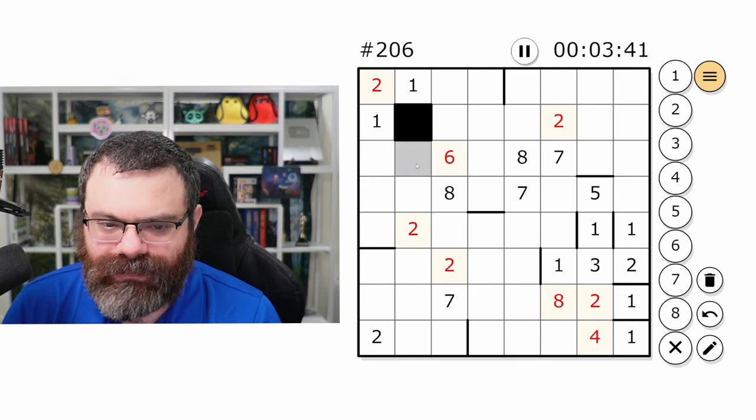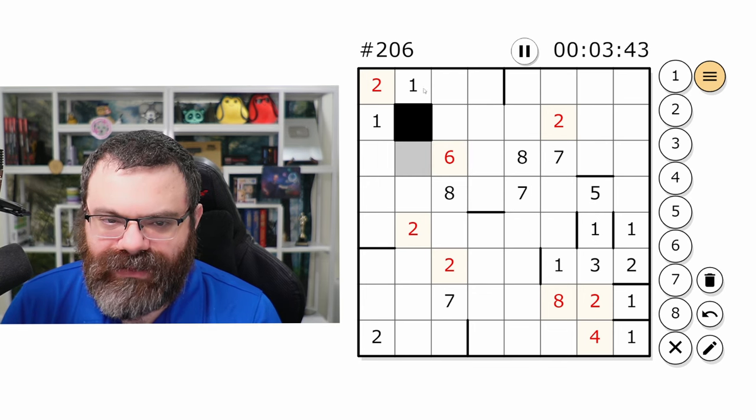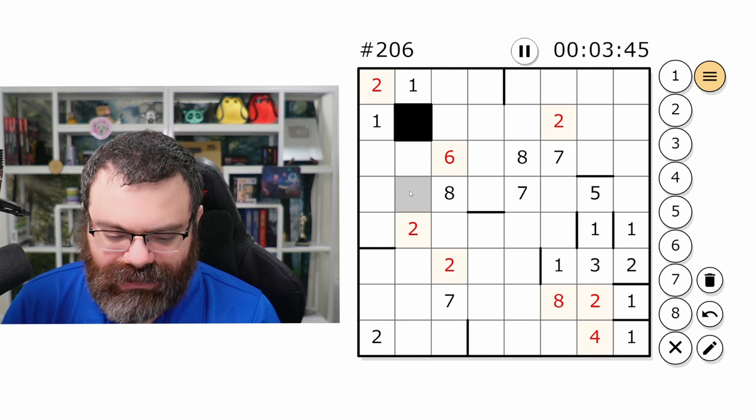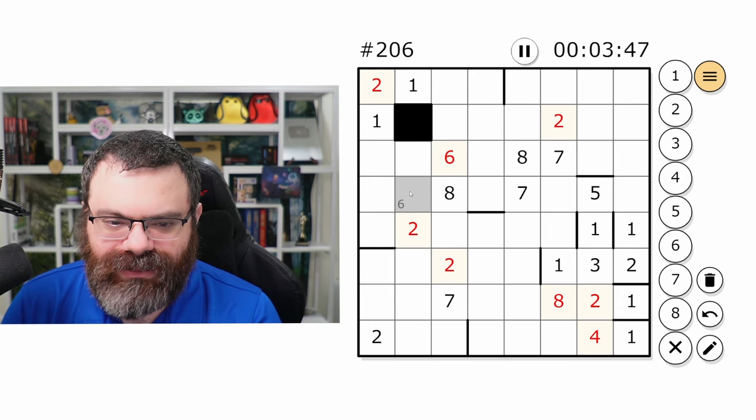Sixes. Let's think about where this column gets a 6 from. Could come from here or here.